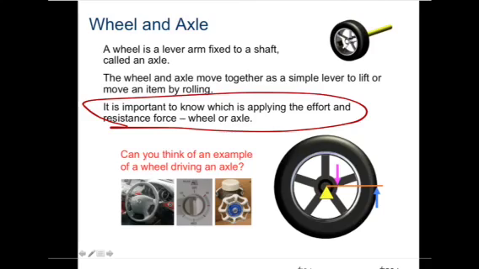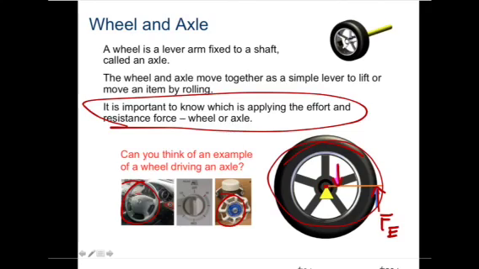Something that is important to understand is when you are applying force to the outside of the wheel, like with a steering wheel or some kind of valve like that, this would be the effort force. Sometimes it's different, and then the resistance would be from the axle. So when we're trying to calculate the distances, the effort force distance would be from the center of the axle all the way out to the edge of the wheel, and then the resistance force distance would be the center of the axle all the way out to the end of the axle. So that's something to pay attention to.